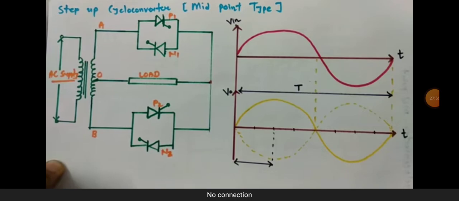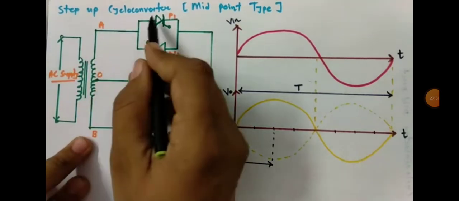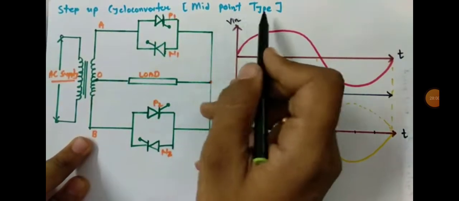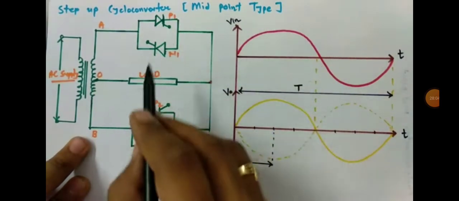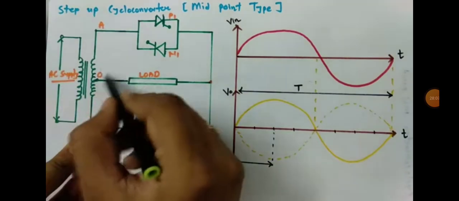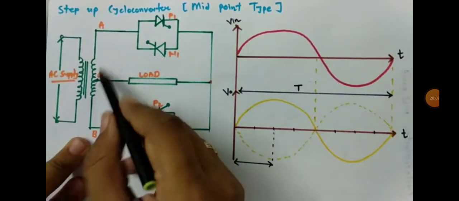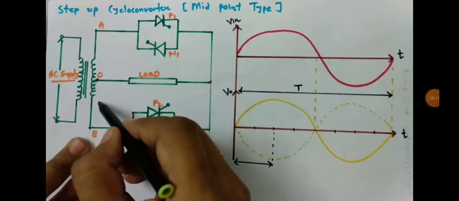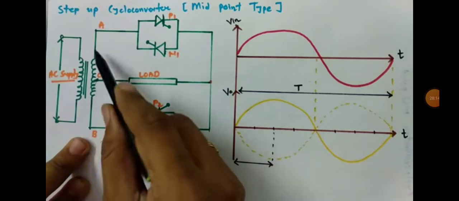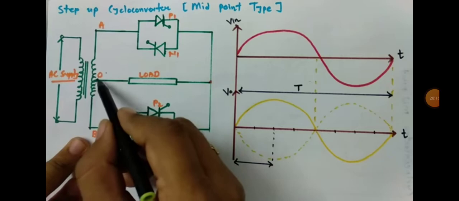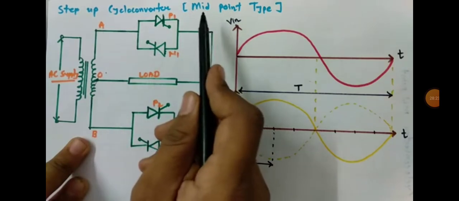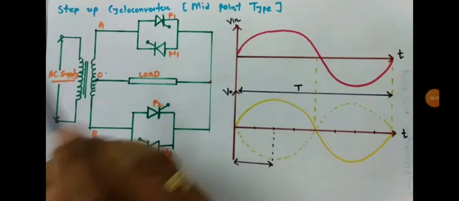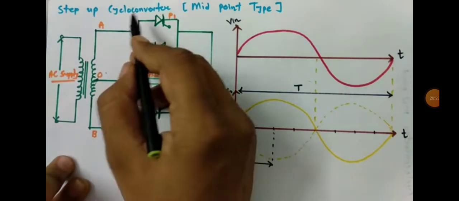Here in this session I'll be going to explain step up cycloconverter with mid type configuration. So first of all, what is mid type configuration? When we give input to this transformer at output side, this transformer is a center tapped transformer. Because this transformer is center tapped, where from the center tapping we take output, this cycloconverter is referred to as mid-point type cycloconverter.